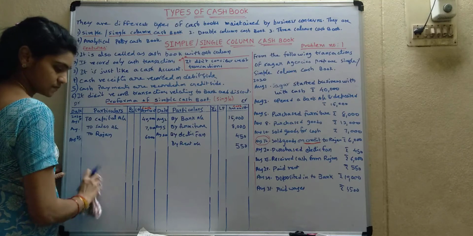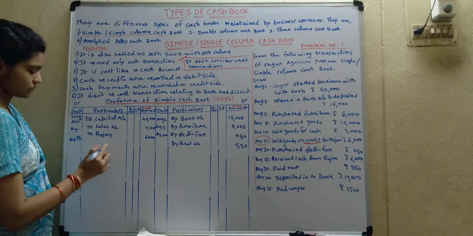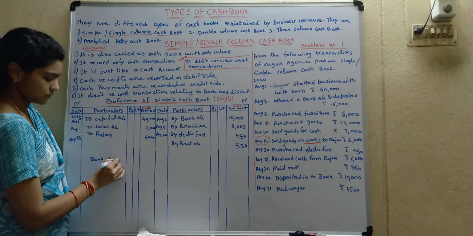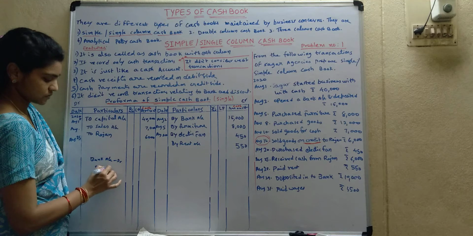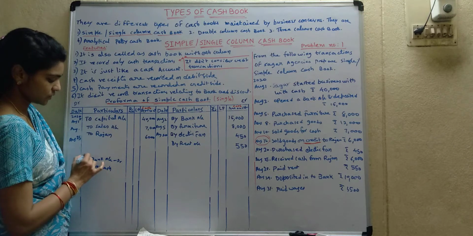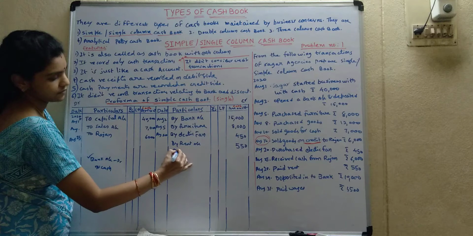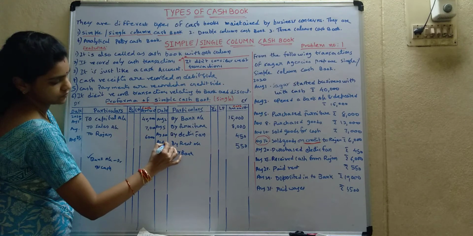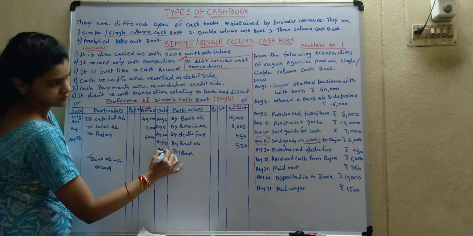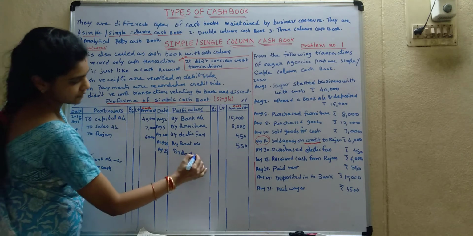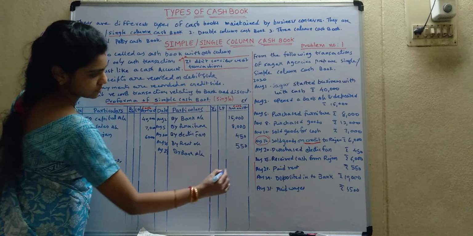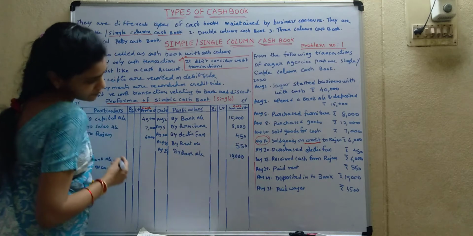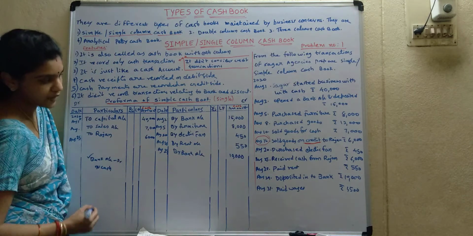And coming to the next, deposited into bank. What's the entry? Bank account debit to cash account. This is the cash book, so we have to take this by bank account. What's the amount? 10,000. And coming to the next, paid wages.